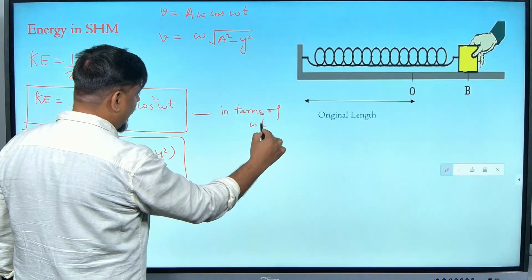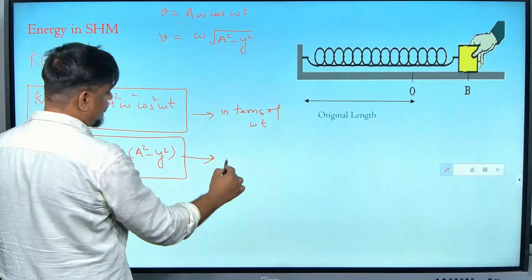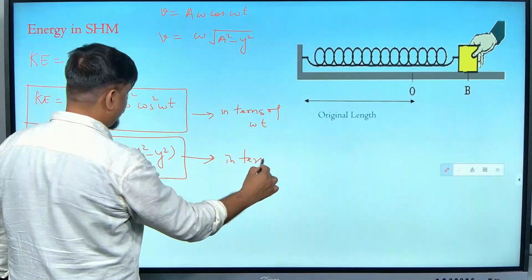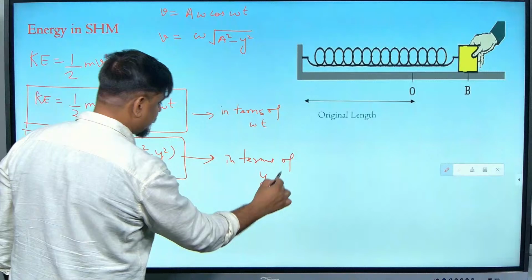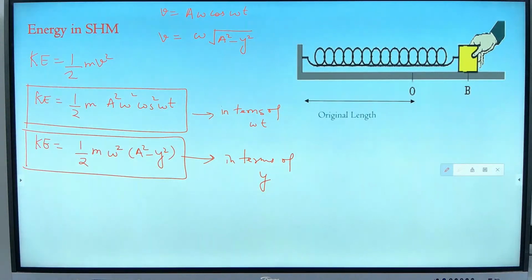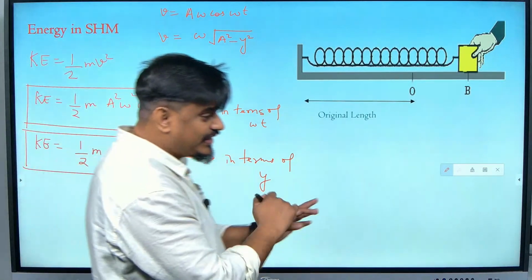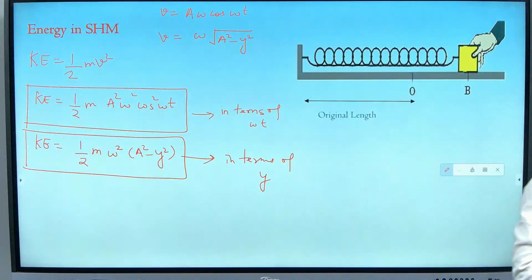Very good. And this is the equation in terms of displacement. I hope you are understanding. See, everything is going very simple. If you are understanding, damn simple thing, 5 marks easily you can score if the question comes in the examination.